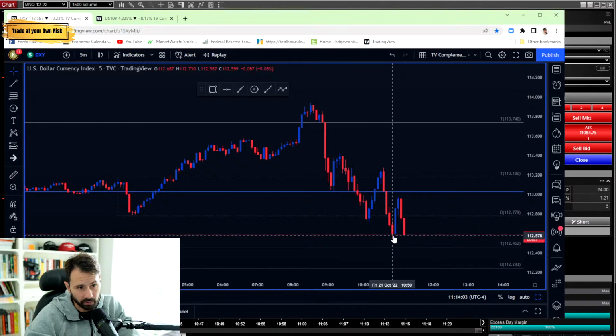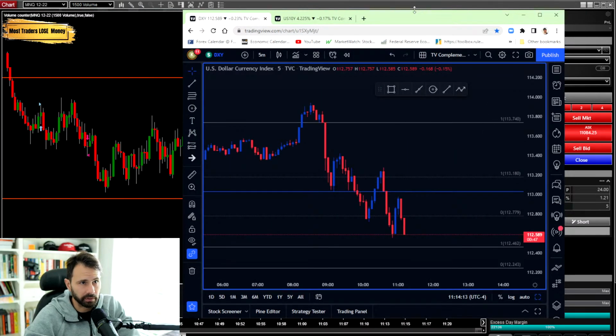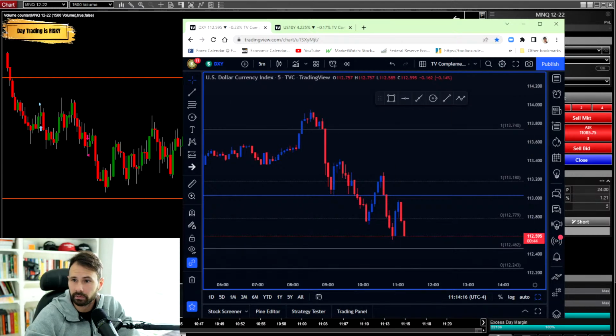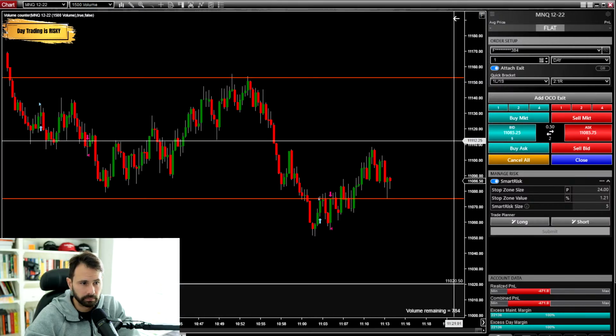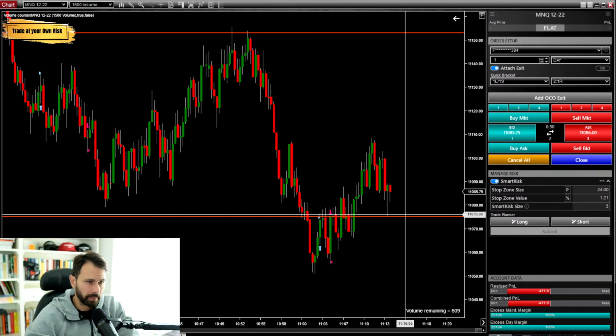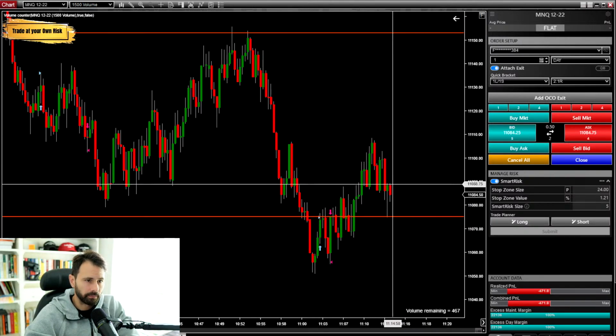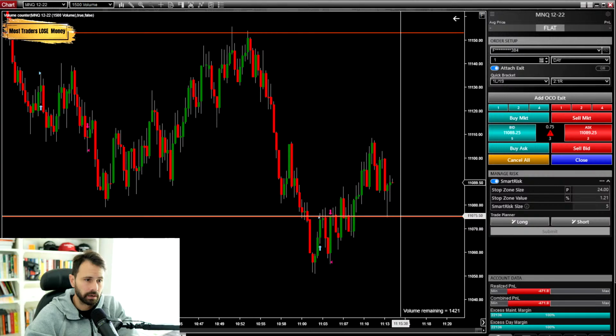If the dollar holds this area, then yes, probably the market would drop. But there's nothing we can do. If this changes in real time, it is what it is. So I would have gotten break even though, because I would have protected my trade after 111,100. I would have gotten triggered right here.